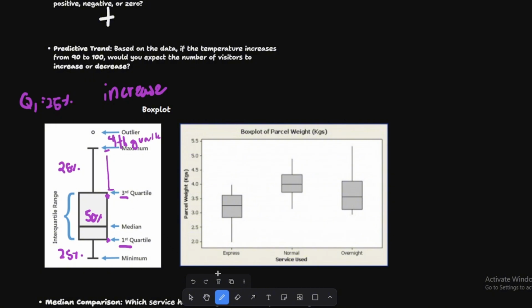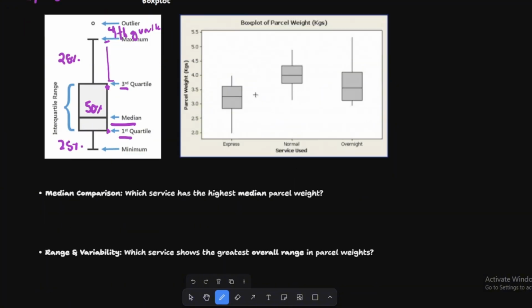Because this is the third quartile. So based on that, let's now look at this data right here. Oh wait, I almost forgot to talk about this. Look, this middle part represents the median, and that is essentially the middle of your data. Alright, now let's answer some questions.